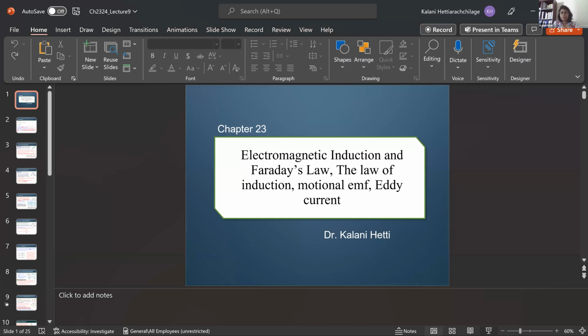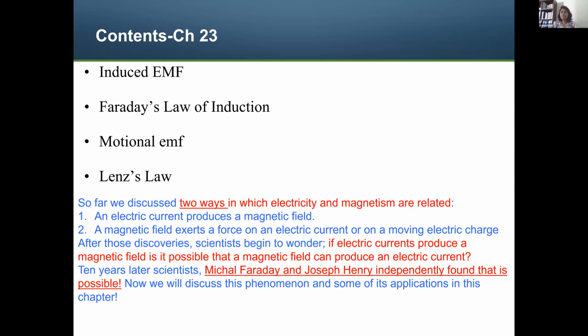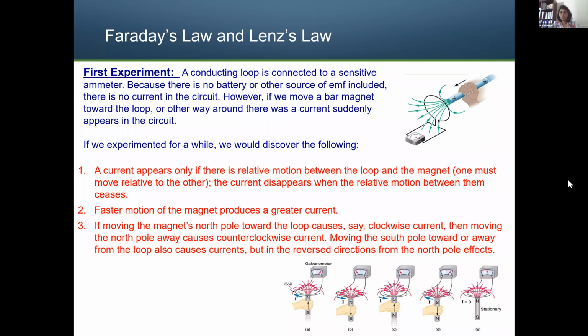Okay, so now let me share my presentation. Now we're going to discuss this, because Faraday did a series of experiments to realize what this induced EMF is, induced by what, right? So to understand that, I have the first Faraday's experiment.